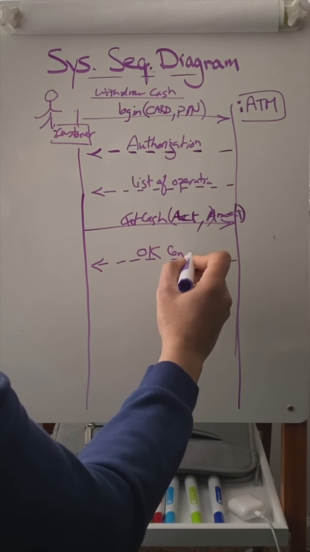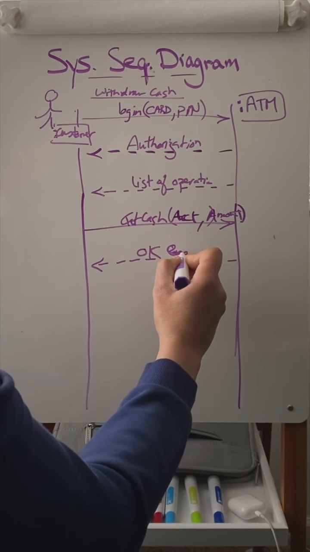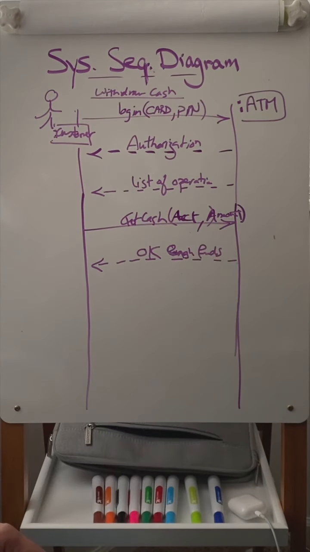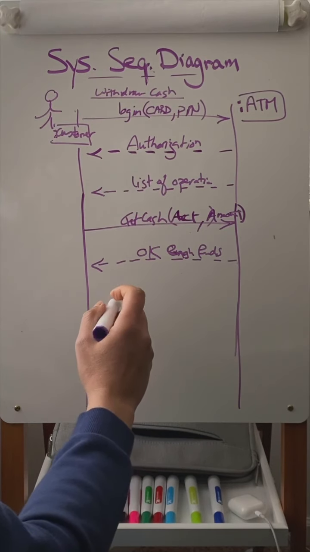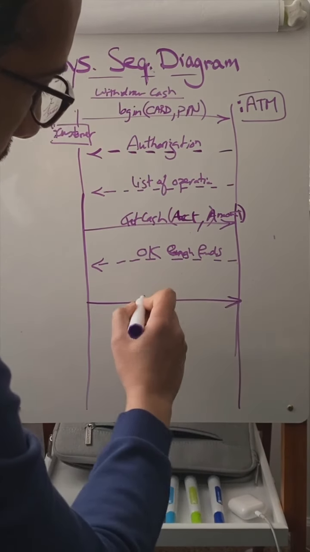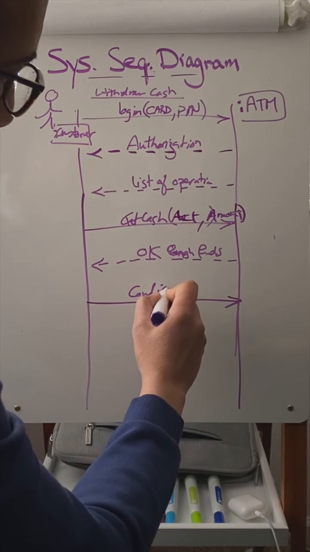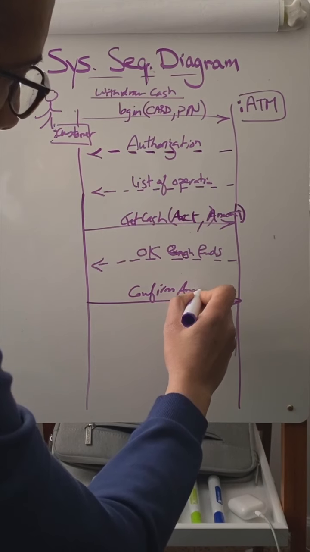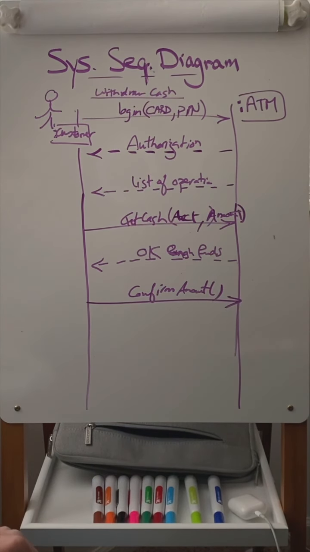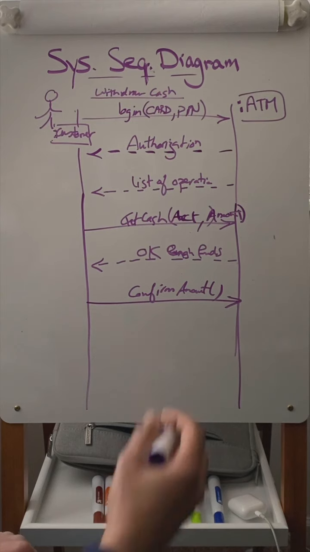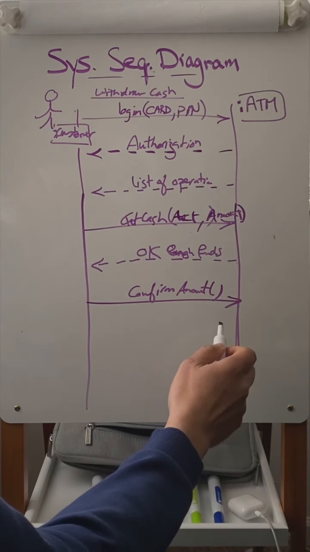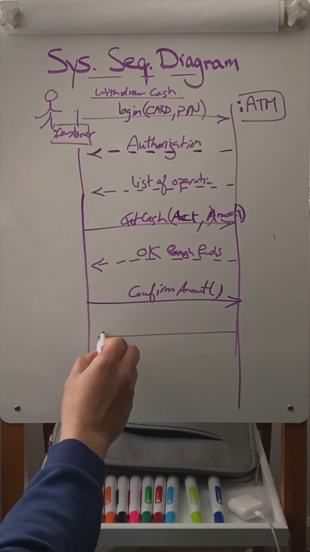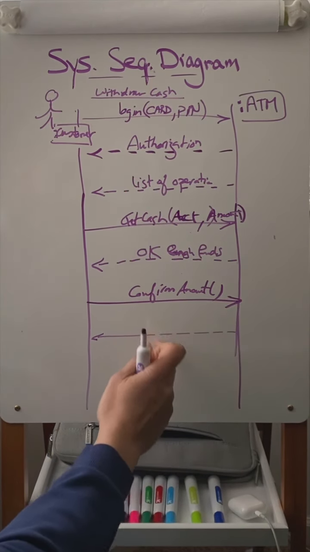Can, or enough funds. Funds are available to withdraw. You would do after that, and okay, I want to confirm the amount, confirm it. Amount. You get some sort of a confirmation message, and this would be dotted.